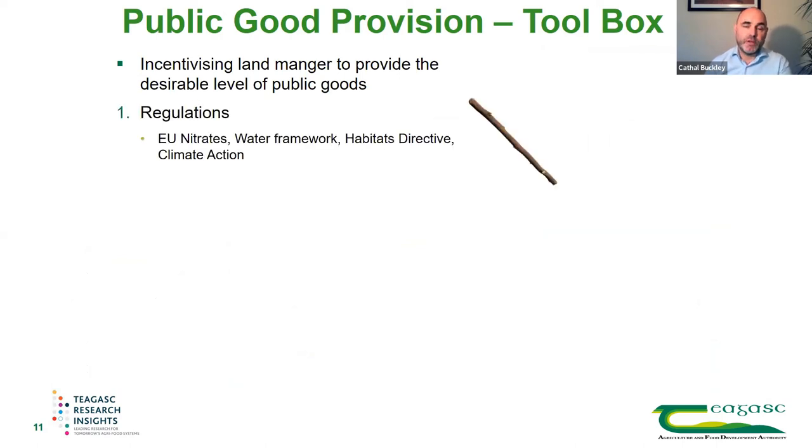So we have a number of tools in our toolbox. The first one is regulation, and this tends to be used in terms of constricting environmental bads like pollution and so on. So we have a suite of EU directives like the nitrates, water framework, and habitats directives, and climate action legislation, trying to restrict the bad side of public good provision, the public bad.